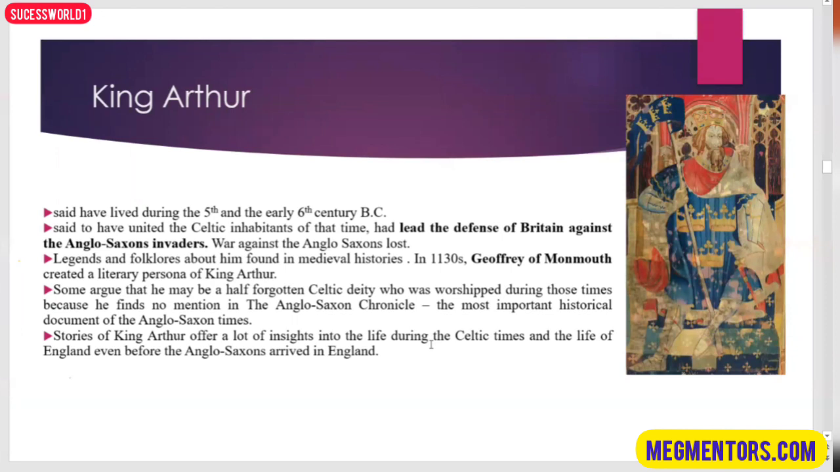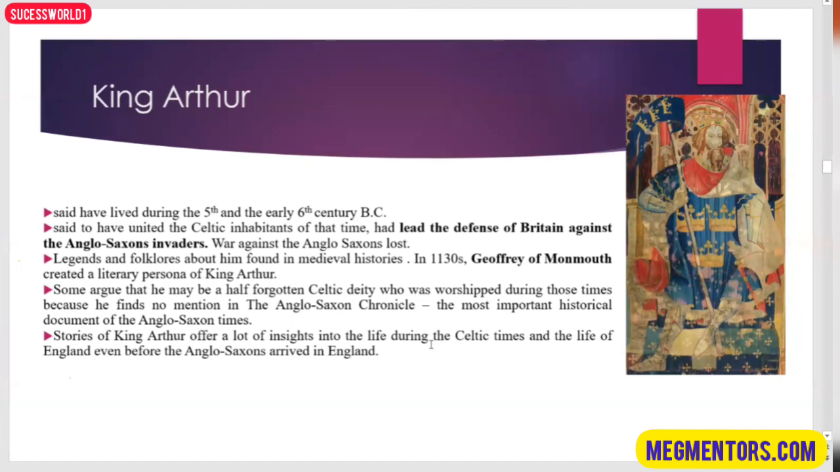Some say that he was genuinely a warrior, a king who waged a war against the Anglo-Saxons with the Celts. But whatever the history is, he is a very important figure, because time and again he appears, or his influence in one way or another is found in the literature of the times that came after Geoffrey of Monmouth made a literary persona out of him. One can safely say he is the most important historical figure, but somehow he is not mentioned in the Anglo-Saxon Chronicle. That leads us to question whether he was really there, or is he just a construction of our imagination?